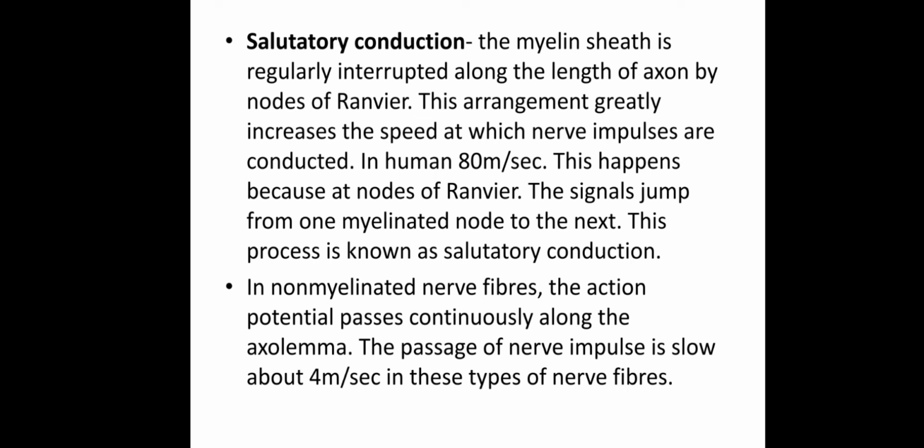In non-myelinated nerve fibers, the action potential passes continuously along the axolemma. The passage of nerve impulses is slow, about 4 meters per second in this type of nerve fiber. So in myelinated nerve fiber, the velocity of impulse is 80 meters per second, and in non-myelinated nerve fiber, it is 4 meters per second.